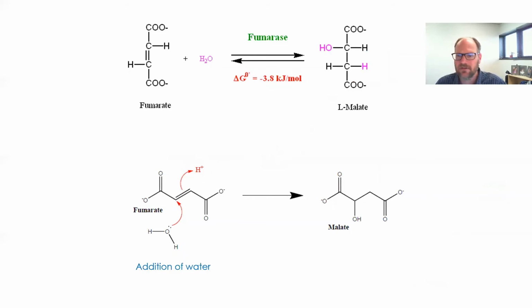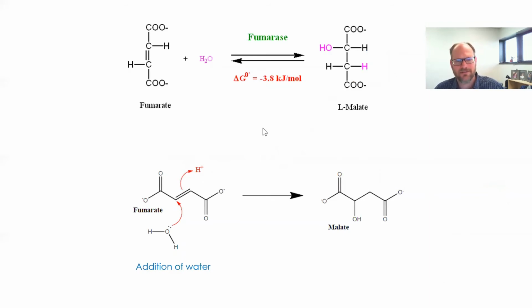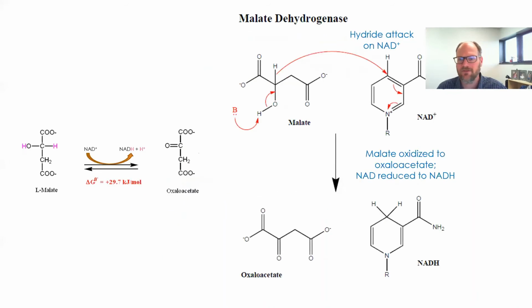Fumarate can then undergo a transformation into malate. And the way this occurs is that water is added here to the double bond ultimately, and then you end up with this malate molecule here. In the final step, malate is then oxidized back into oxaloacetate to regenerate our original starting molecule.